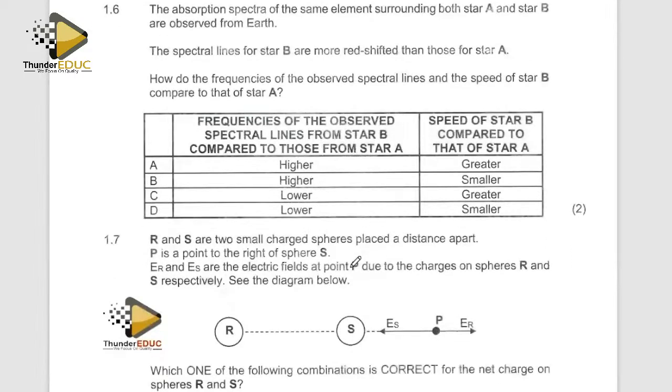1.6, we have the absorption spectra of the same elements surrounding both star A and star B as observed from the Earth.